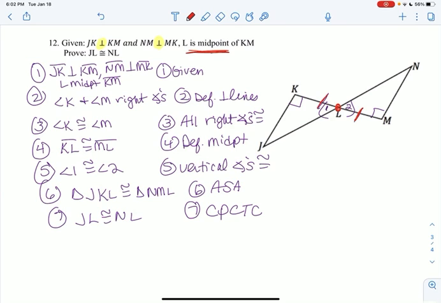You can see that I have vertical angles here. I call those angles angle 1 and angle 2. I say they're congruent, and the reason is vertical angles are congruent. Make sure you're marking your diagram because then you'll know when you're done. I can see now that the triangles are congruent by angle, side, angle. And then once my triangles are congruent, all the corresponding angles and sides are congruent. So JL is congruent to NL by CPCTC.